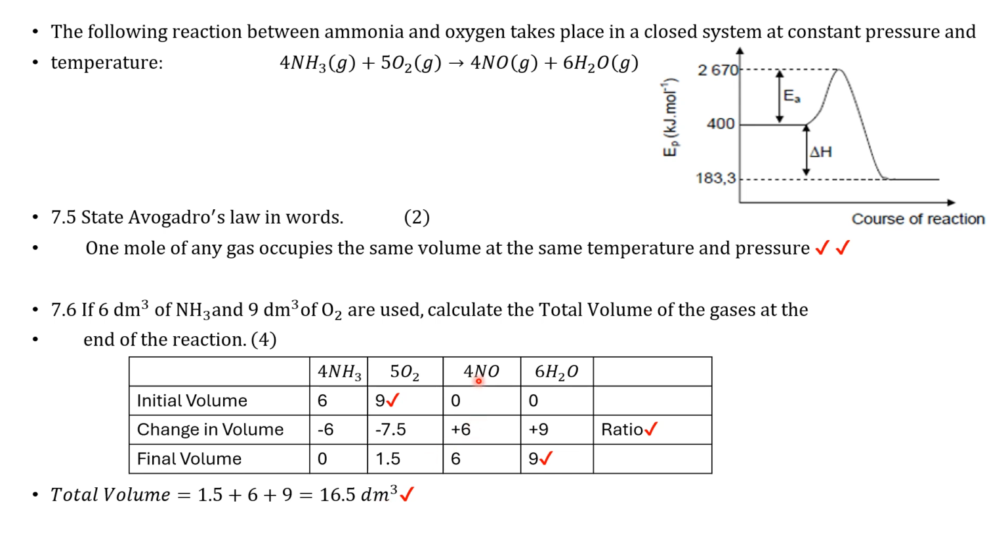In short, to go from 4 to 6, 4 and 4 is 6, so plus 6 divided by 4 times 6 gives me 9. That's 3 over 2 times 6. 6 times 3 gives me 18, 18 over 2 gives me 9. To go from 4 to 5, I have 6 divided by 4 times 5. That's 5 times 6, which is 30, divided by 4, which gives me 7,5. Right, so hope you follow. My total volume is 16,5 decimeter cubed.